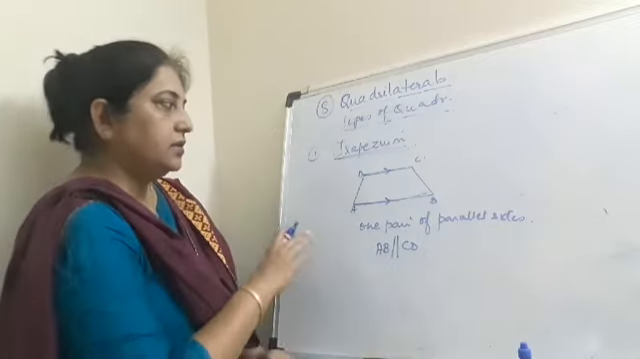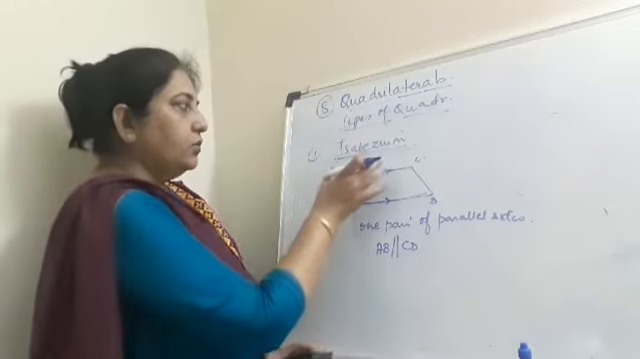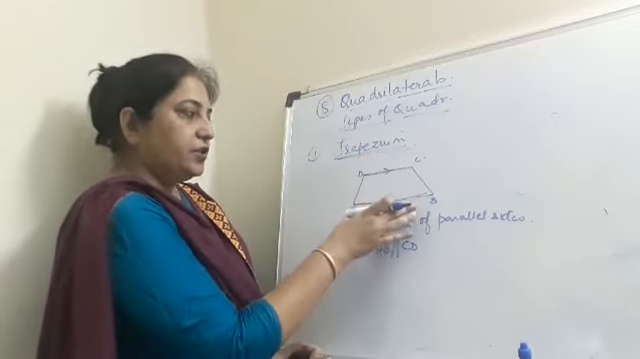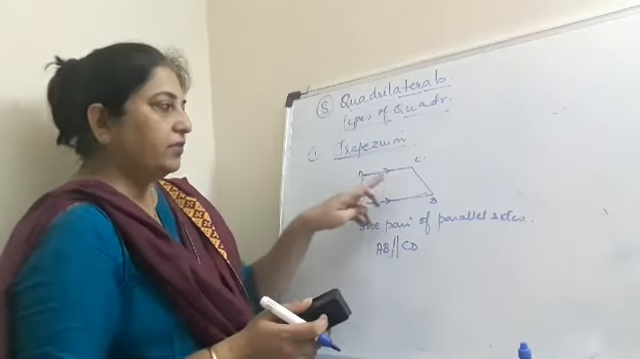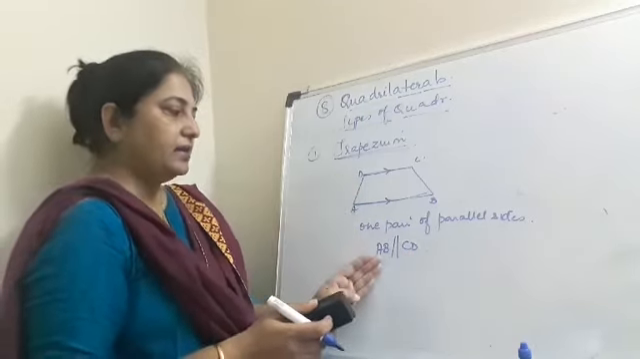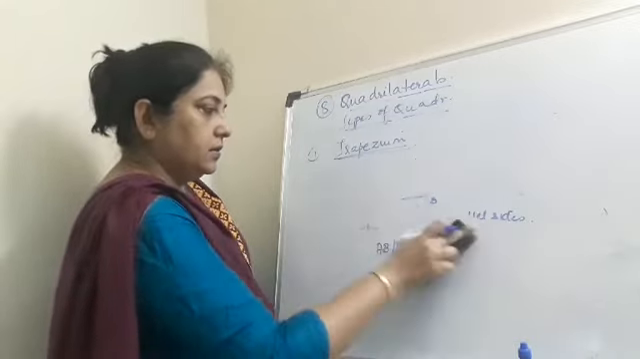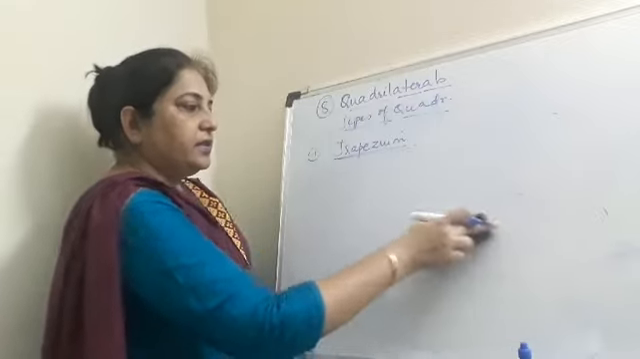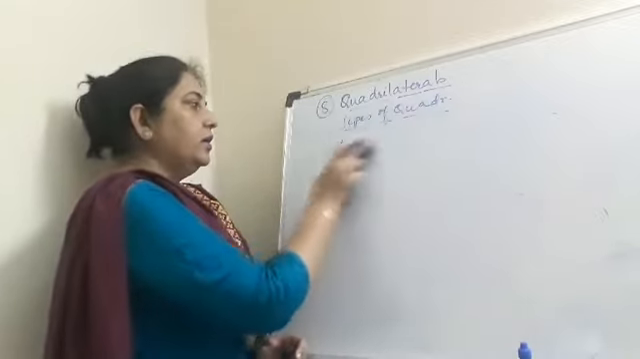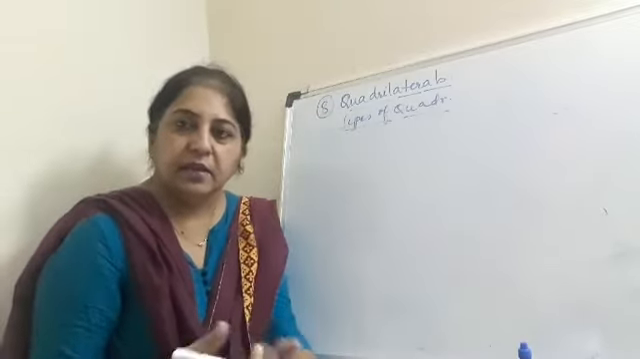Okay, so this is the first type of quadrilateral. You will write the trapezium, write the definition, draw the figure, and write AB is parallel to CD, or whatever name you give, you can write the parallel sides accordingly. That will be the property of a trapezium: a quadrilateral with one pair of parallel sides, the other sides are non-parallel.